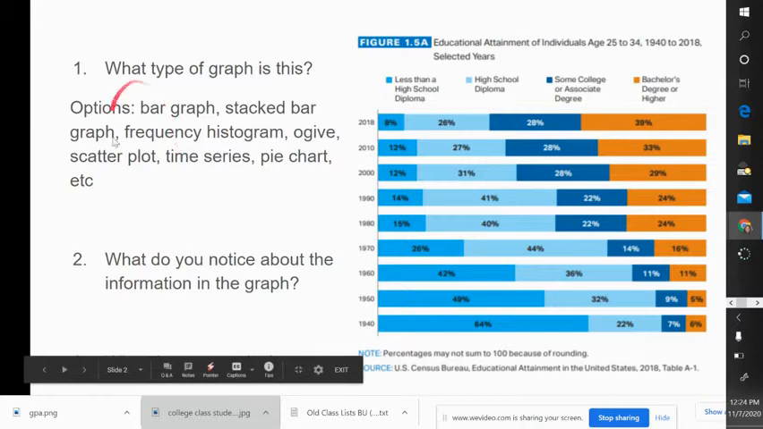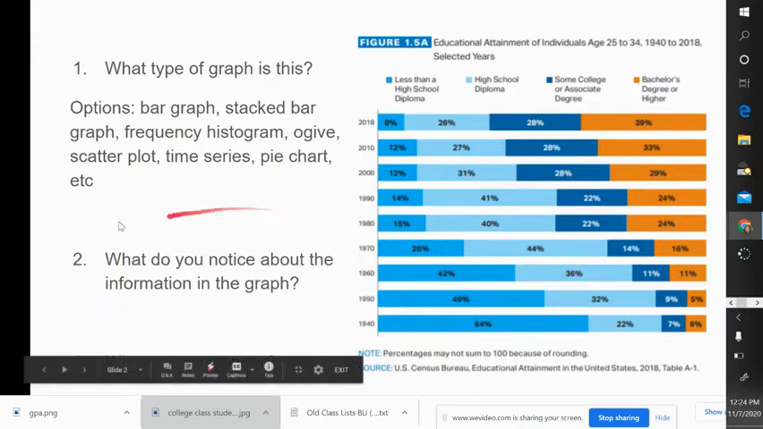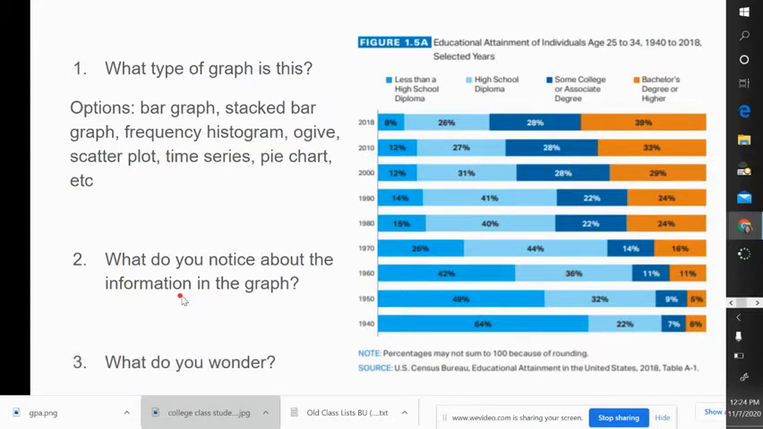And first, I just want you to tell me, what kind of graph is it? Examples: it could be a bar graph, a stacked bar graph, frequency histogram, ogive, scatter plot. What type of graph is it? Yeah, these are bar graphs that have a bunch of things on each one. So this is what we call a stacked bar graph, okay? Stacked bar graph, that's what this is. Now, what do you notice about this and the information that's in this graph? There's a lot of things you could notice.